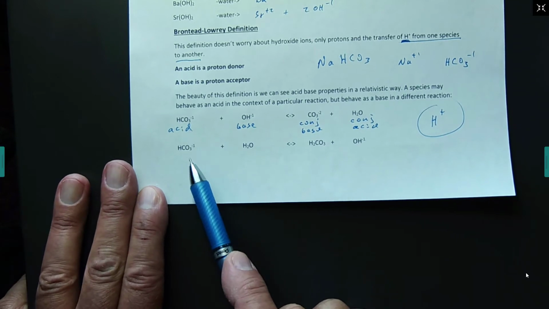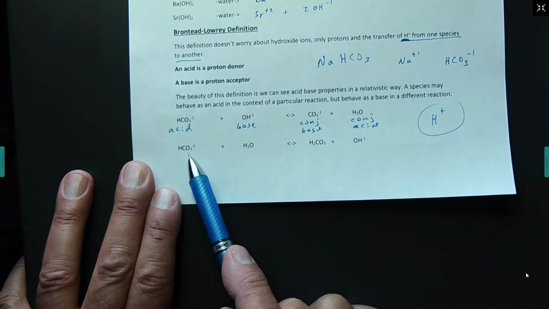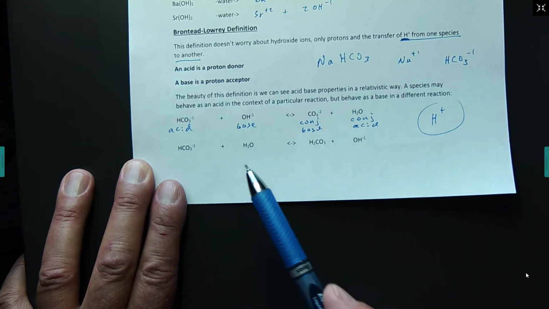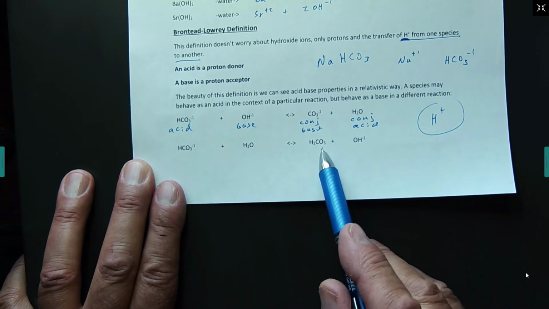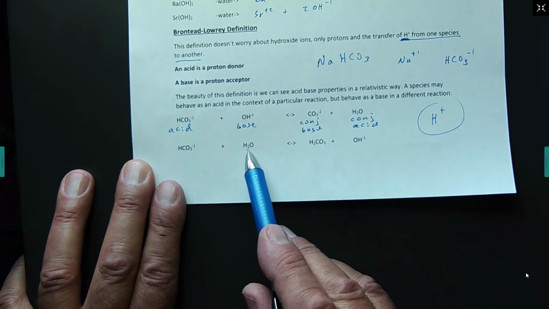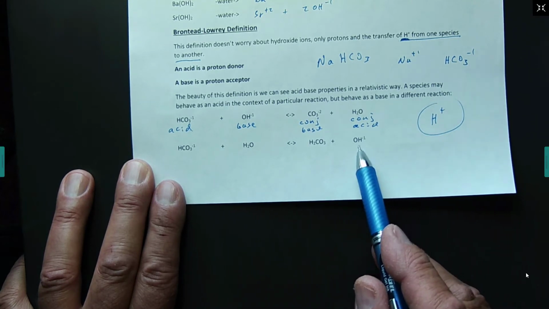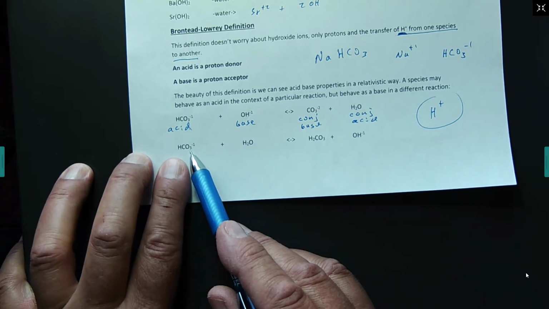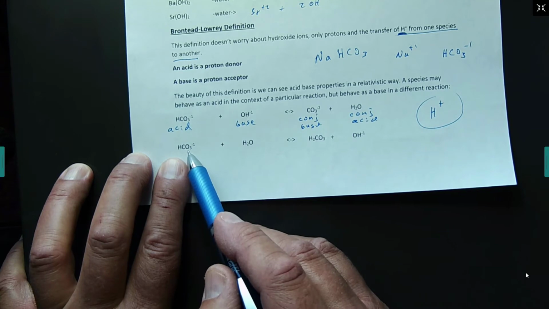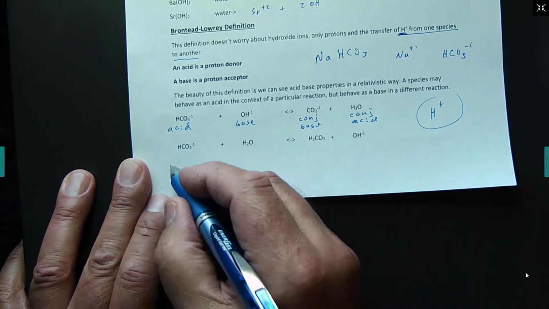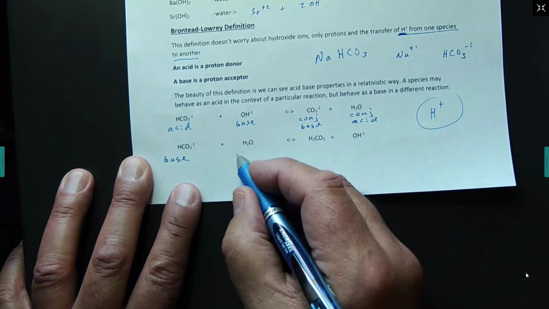Now, if I just have bicarbonate ions in water, these things will remove a proton from the water to make this H2CO3. And if I pull a hydrogen off of that water molecule, what's left? Hydroxide. Well, geez, he's accepting the proton. Base is the you know what? In this reaction, this exact same species as above is acting like a base, and the water is behaving like an acid.